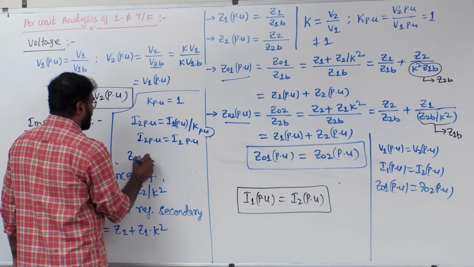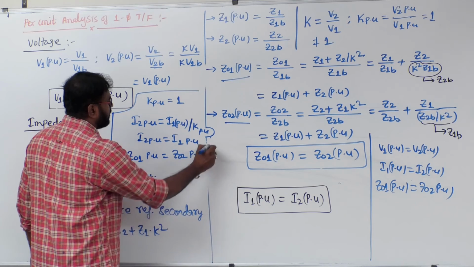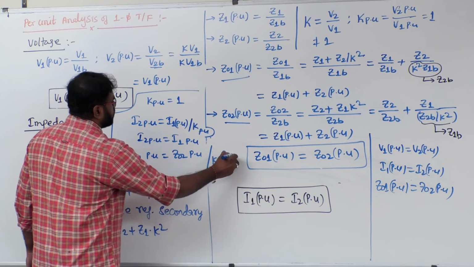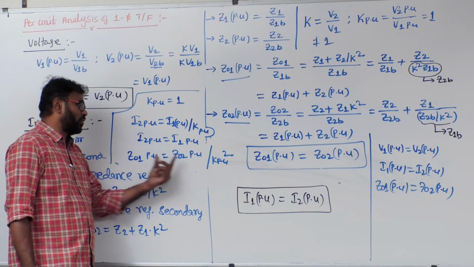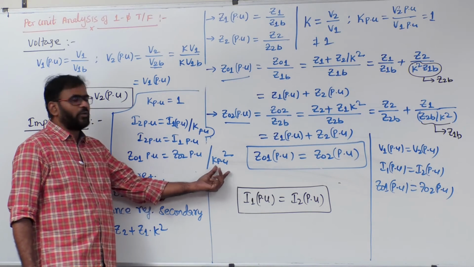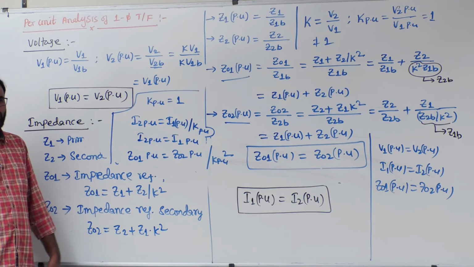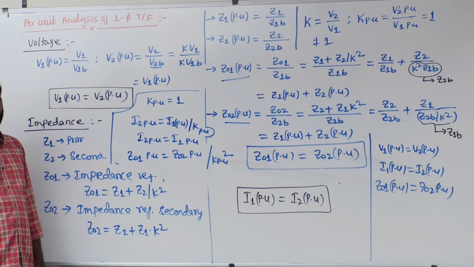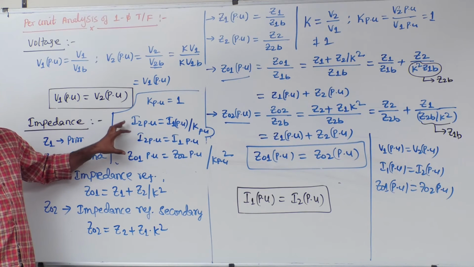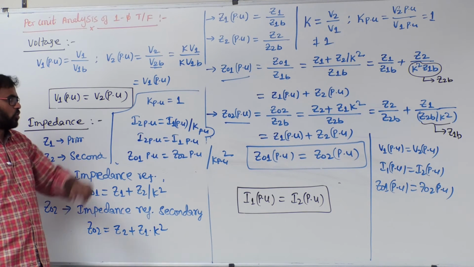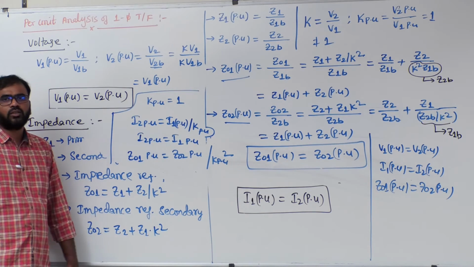And we know that Z01 per unit equals Z02 per unit by K per unit square. Actually it is K square, but I am not dealing with actual numbers, only per unit numbers. Since K equals 1, Z01 per unit equals Z02 per unit. This is another way to answer. Anyway, we are already given a proof. This is one way to answer why I2 per unit equals I1 per unit and Z01 per unit equals Z02 per unit, because K per unit is always 1.